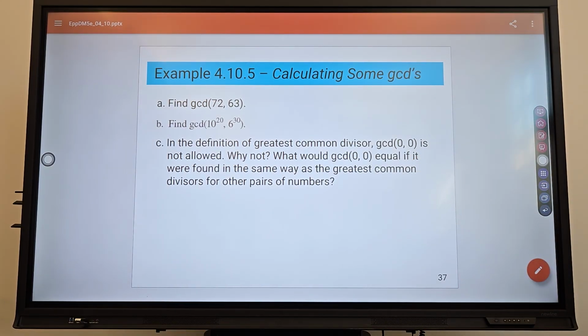Find the greatest common divisor of 72 and 63. If the definition of the greatest common divisor, GCD(0, 0), is not allowed, why not? What would GCD(0, 0) equal if it were found in the same way as the greatest common divisors for other pairs of numbers?